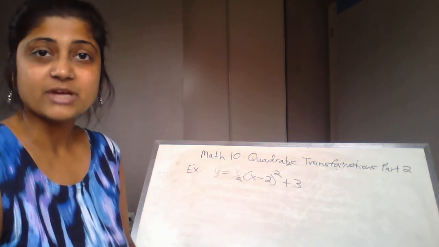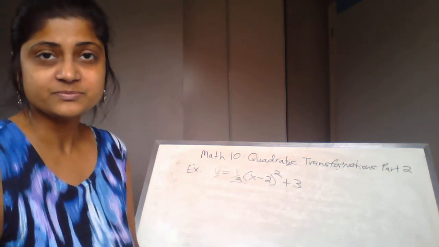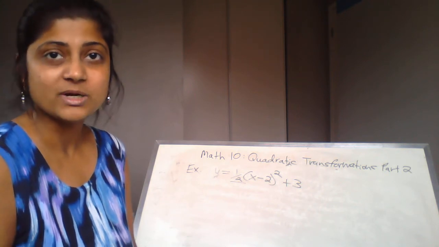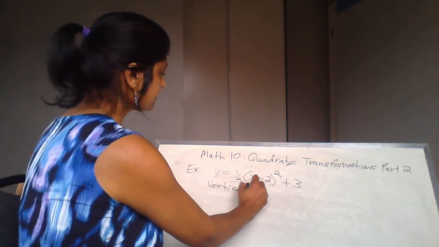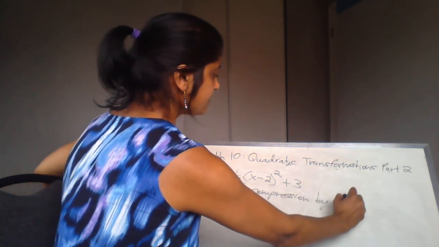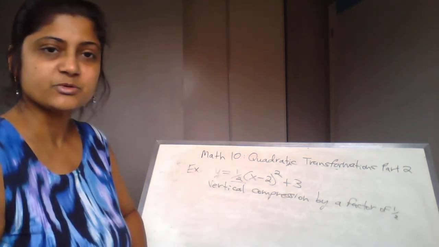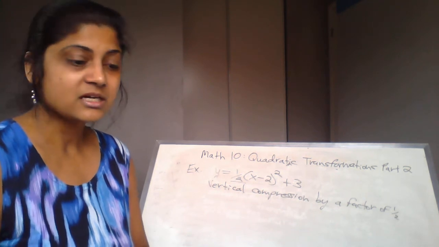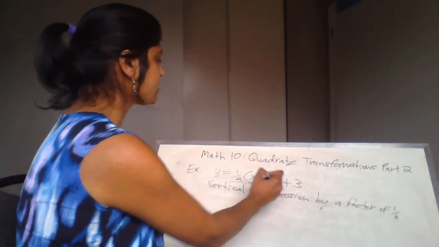I'm looking at the value of a, okay? So the value of a here is 1/2. I notice it's a fraction, and not just that it's a fraction, okay? The value is less than 1, because I know 1/2 is 0.5. So we're going to put vertical compression. And this is going to be by a factor of 1/2. Does everyone see that? Okay. So I have to make sure I remember it's a vertical compression when the value for a is less than 1. All right.